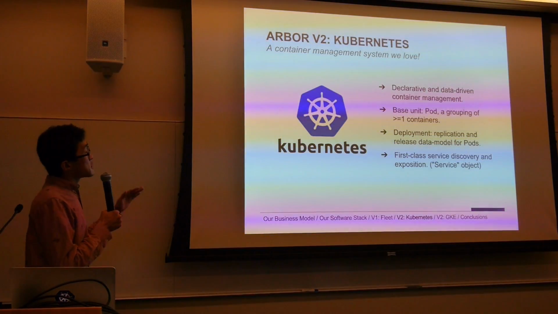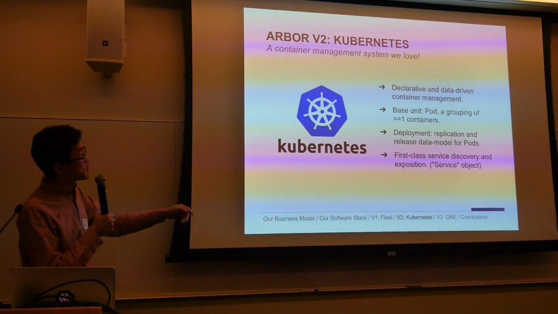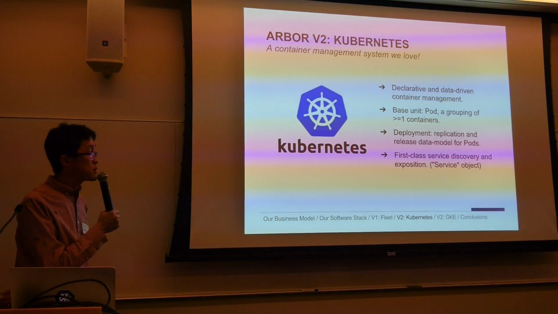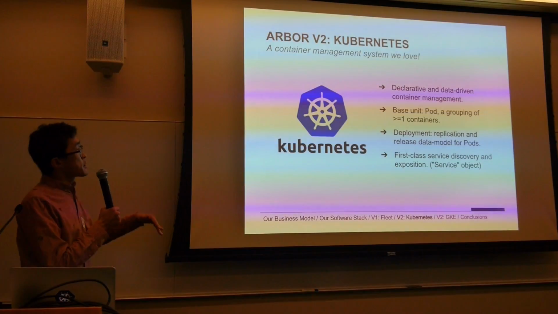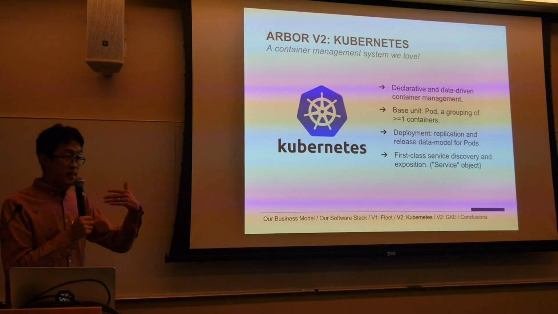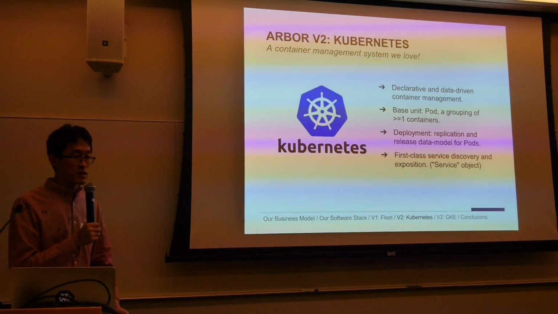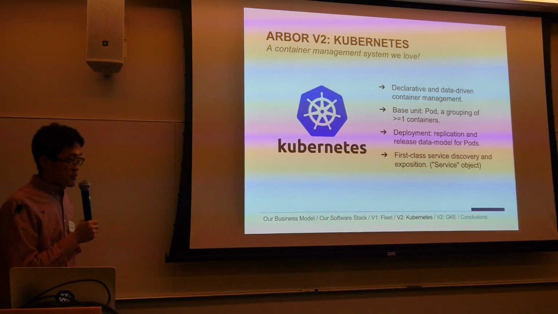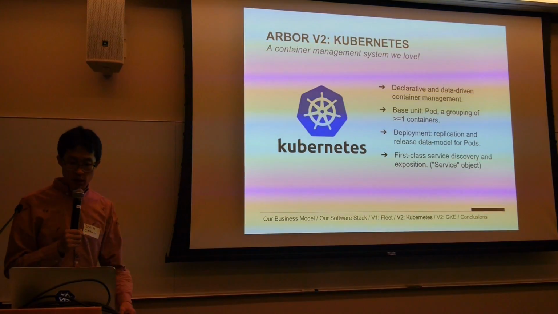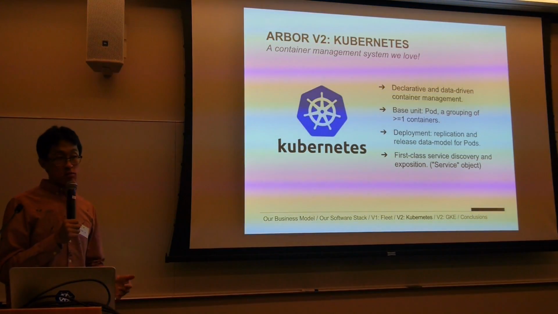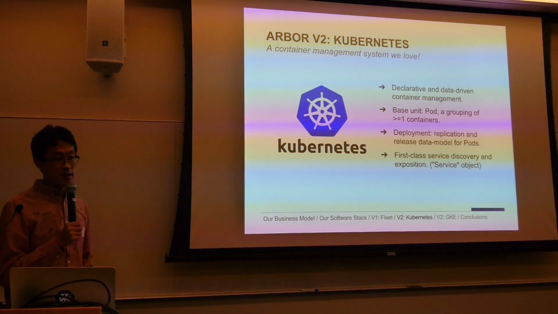The base unit of Kubernetes that everything's built on is called a pod. It's a grouping of one or more Docker containers. On top of that, the thing that we use the most is called a deployment, where you tell it, I want 5 replicas of this, and I want it at this tag. It also does have service discovery and exposition. This service object is very powerful. It lets you have a consistent way to access a group of pods internally or expose them externally to the internet.